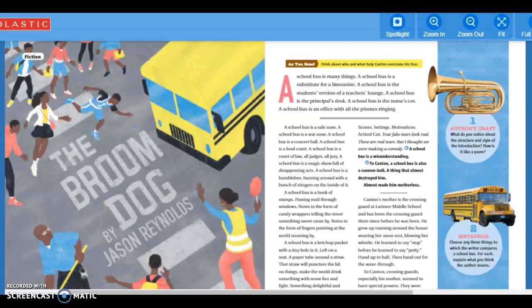One of the things that you might have also noticed in the introduction to the story is there is a lot of figurative language. It is packed with figurative language. And actually, the second question in your comprehension packet asks you about that. It says, choose any 3 things to which the writer compares a school bus. For each, explain what you think the author means.